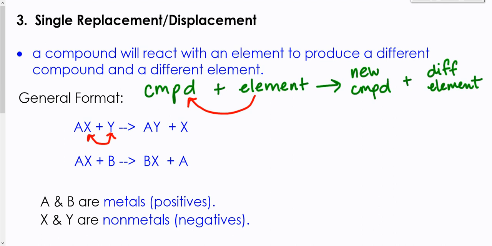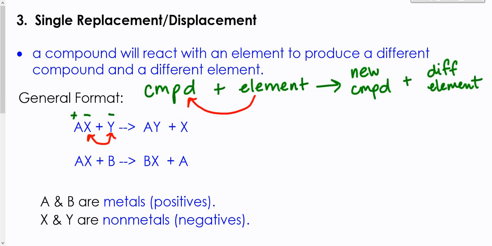The reason those two can switch places is because they're the same charge. For this one, A would have to be a positive charge, your cation, and X would have to be your anion, the negative charge. Remember, the cation goes first. So if Y is switching with X, that means Y is also negative.